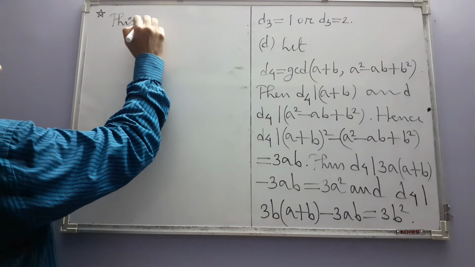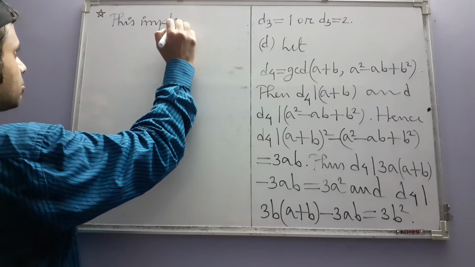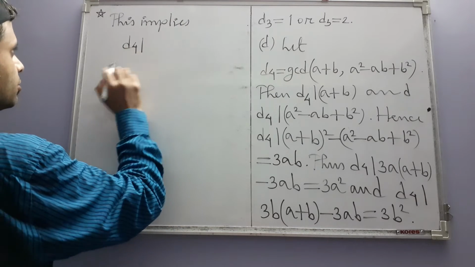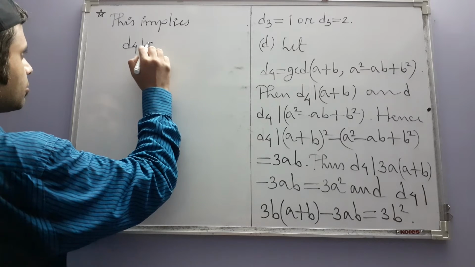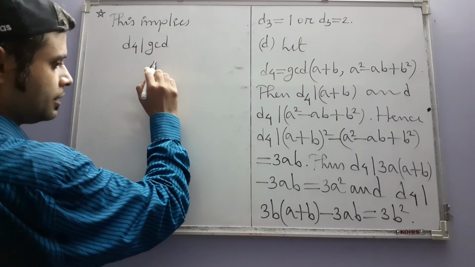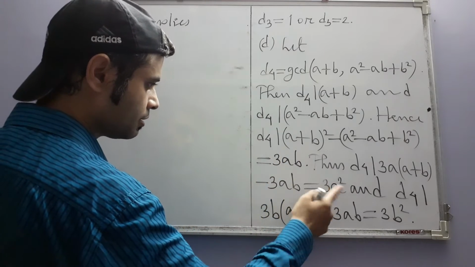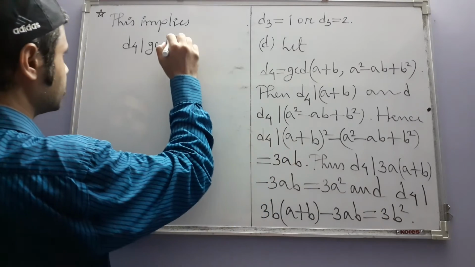This implies D4 divides the GCD of 3a squared, where is that? 3a squared and 3b squared.